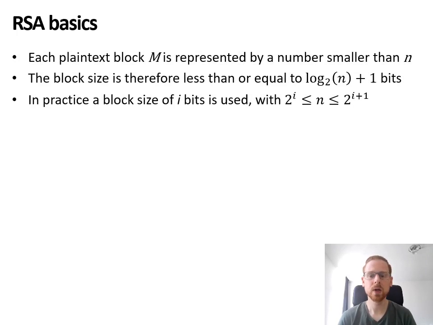In RSA, each plain text block M is represented as a number. This number should be smaller than some given number n. As such, the block size is therefore less than or equal to log2 of n plus 1 bits, because this amount of bits allows you to represent every number smaller than n. In practice, usually a block size of i is used where 2 to the i is less than or equal to n and 2 to the i plus 1 is greater than or equal to n.